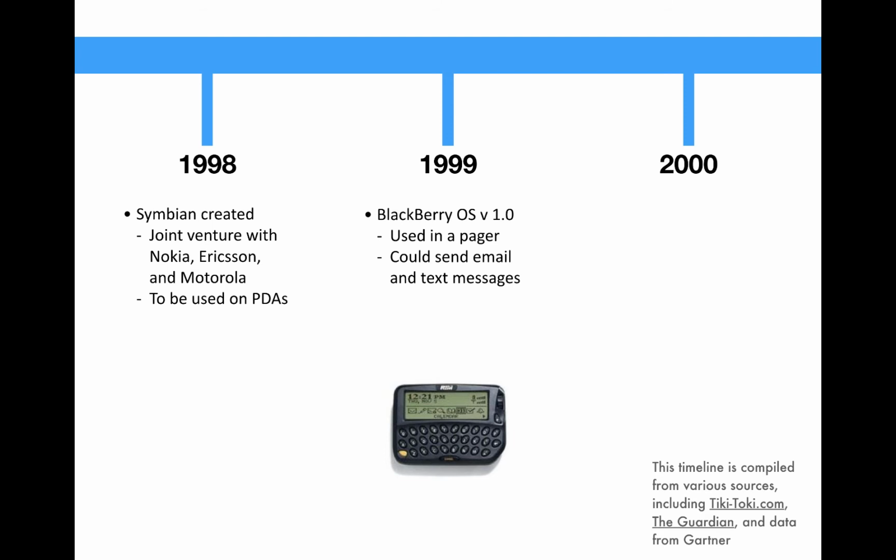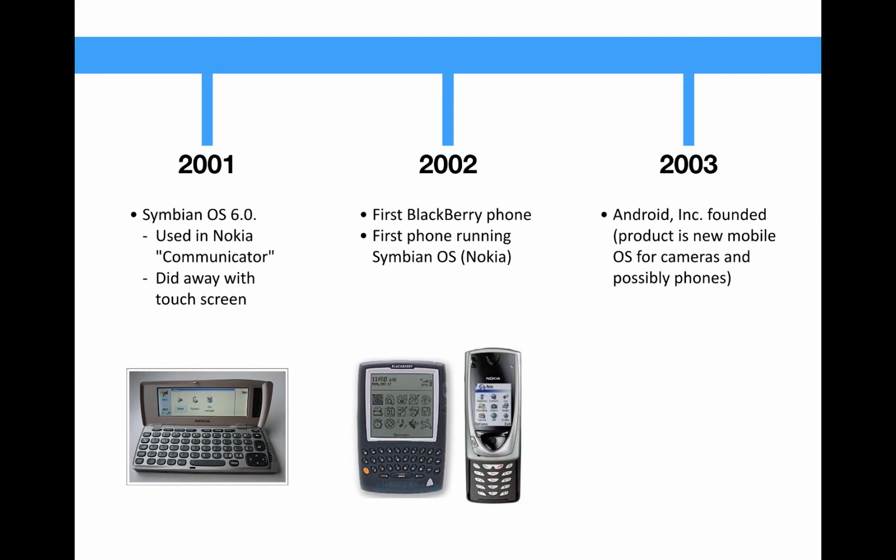In 1999, the first version of BlackBerry's operating system came out. One of its uses was on a pager. The operating system allowed that pager to send emails and text messages. In 2001, Symbian OS 6 was released. It was used on a device called the Nokia Communicator.